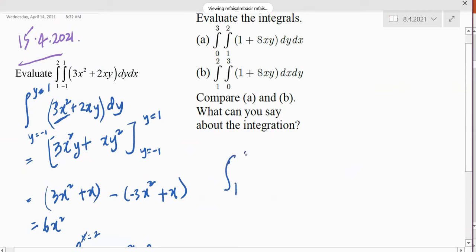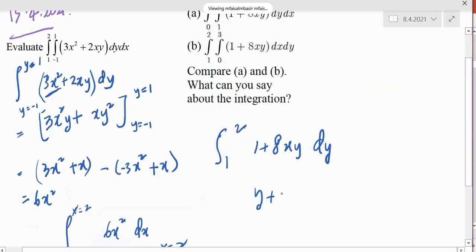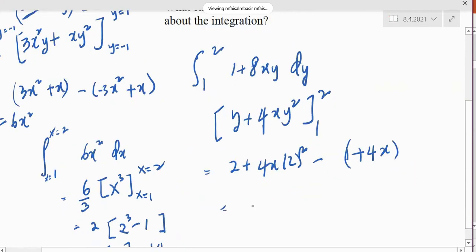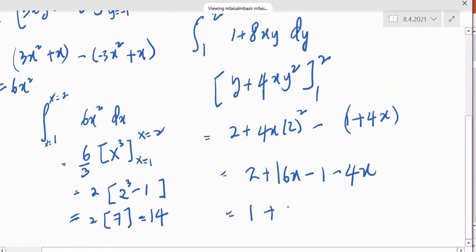First, you have to integrate from 1 to 2 the function 1 plus 8xy dy. So this is y plus 8x y squared over 2, which is 4x y squared, from 1 to 2. So what do you get? 2 plus 4x times 2 squared, minus 1 plus 4x times 1 squared. So we get 2 plus 4 times 4, 16x, minus 1 minus 4x. This is 1 plus 12x.